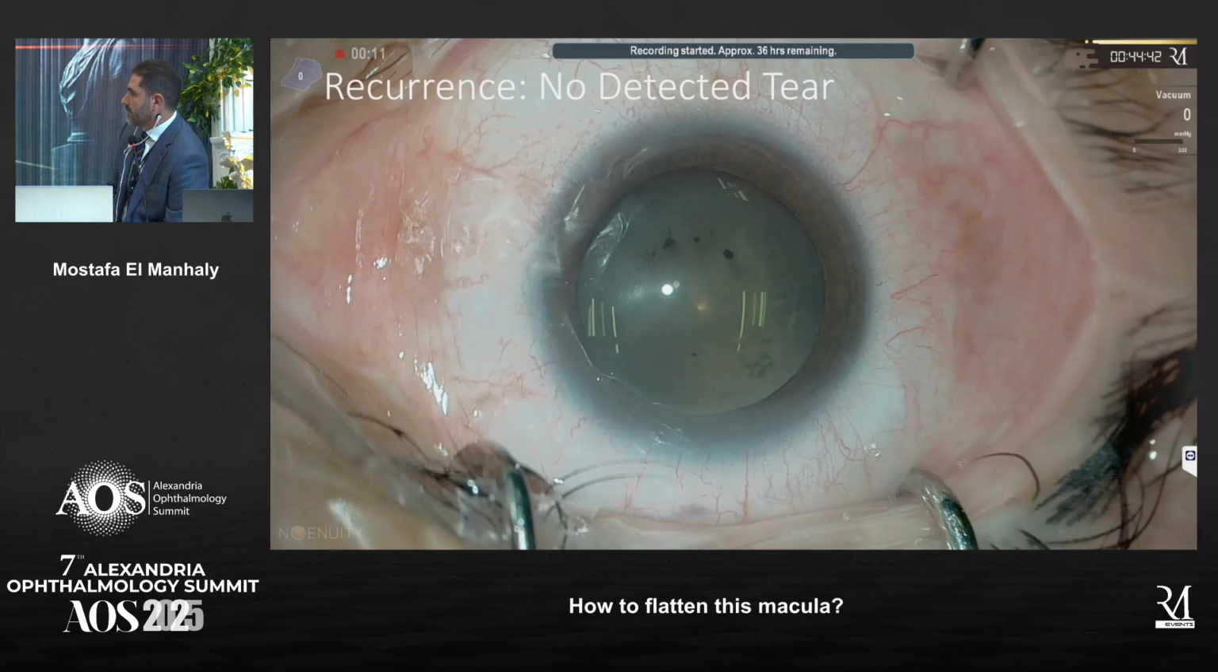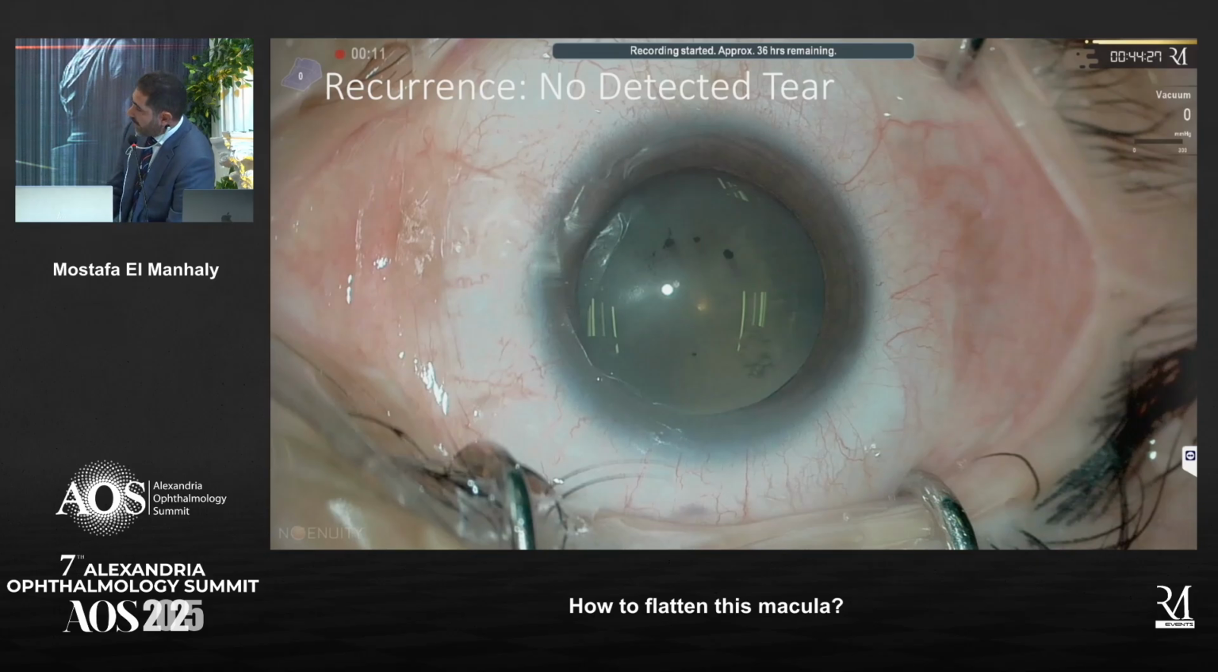The second point, about Dr. Mustafa's opinion, I don't like to do a buckle on a hypotonous eye. The chances of choroidal hemorrhage are great, and the patient is already going into uveitis, so I'm increasing the chances of PVR. So I would like to go more radical and do a vitrectomy.